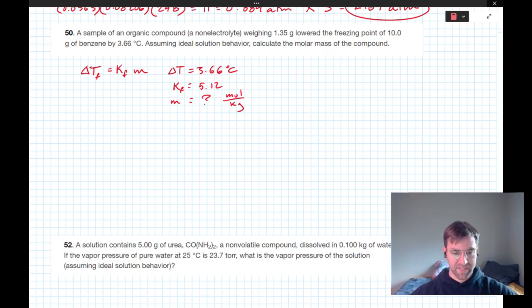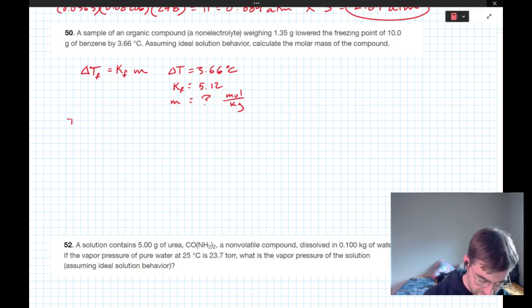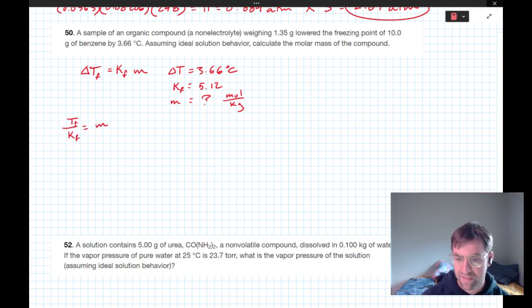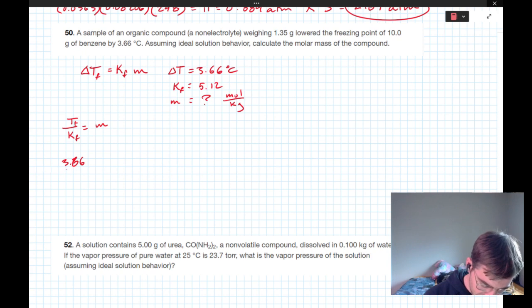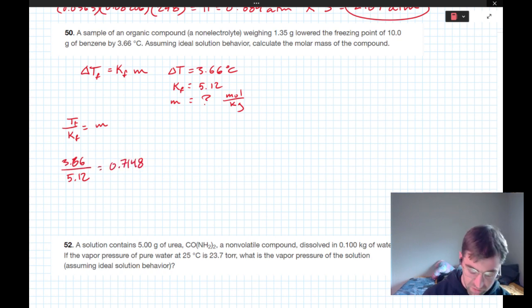So we're going to have to do a couple more steps to get there, but let's start by first finding out what our molality is. So to do that, let's just rearrange our equation. We've got freezing temp divided by the freezing constant puts molality by itself. We were given a change in temp of 3.66, and the freezing constant of benzene is in the table, 5.12. Divide that out, gives us 0.7148. So we're not done. This is just our moles per kilogram.